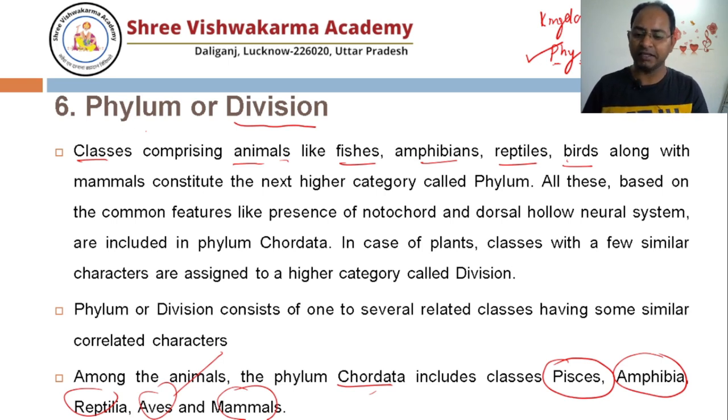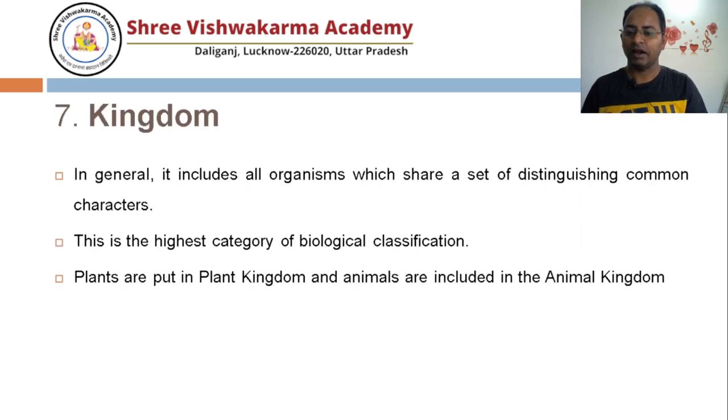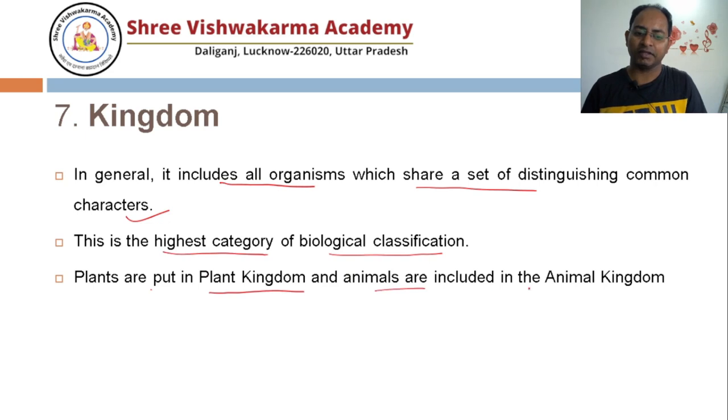And all these categories we are going to study in chapters 2, 3, and 4. And ultimately, the topmost is kingdom, and in one kingdom, there may be many phyla. In general, it includes all organisms which share a set of distinguishing common characters. This is the highest category of biological classification. Plants are put in the plant kingdom, and animals are included in the animal kingdom. So this is all about the seven obligate categories or taxa.